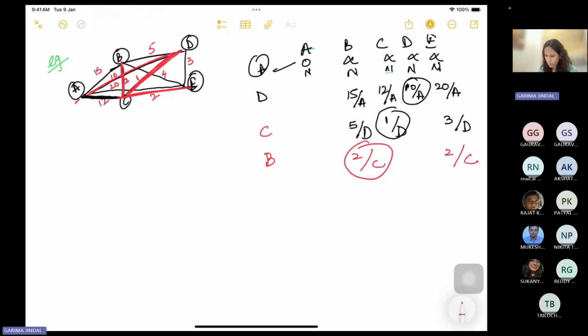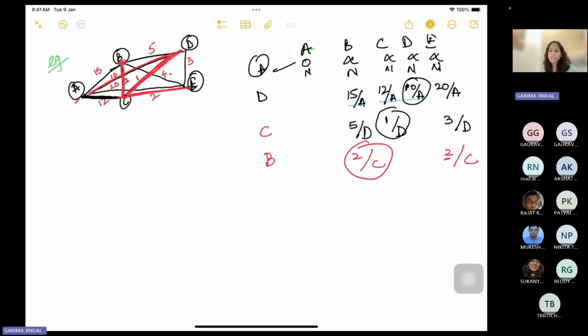From B to E. Okay, so now from B, we will try to see. If we add this edge, what is the cost of the edge? The cost is 4. But we already had a minimum cost. The minimum cost was 2 from C. So since this 2 is less than 4, we will not update that cost. We will keep it like that only.